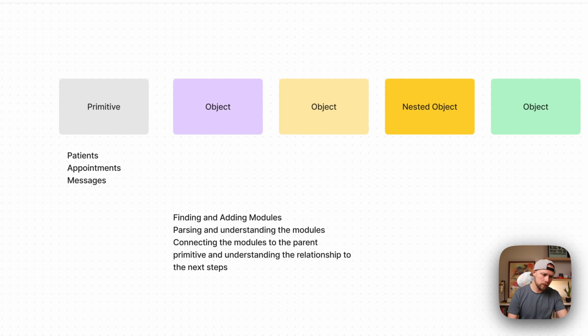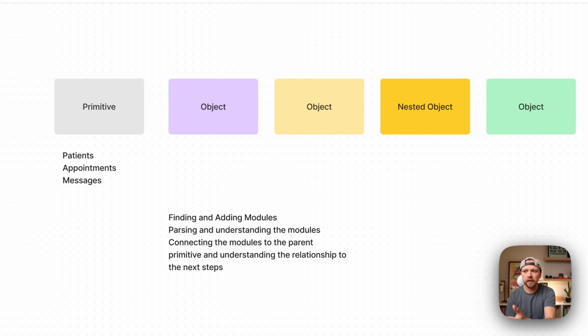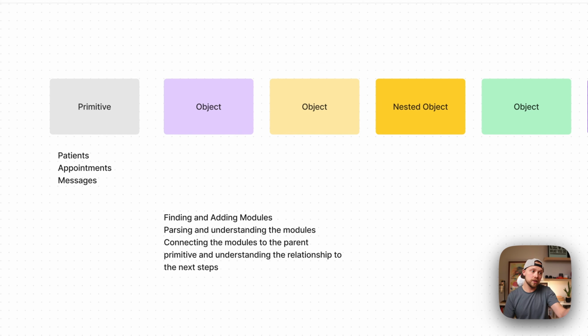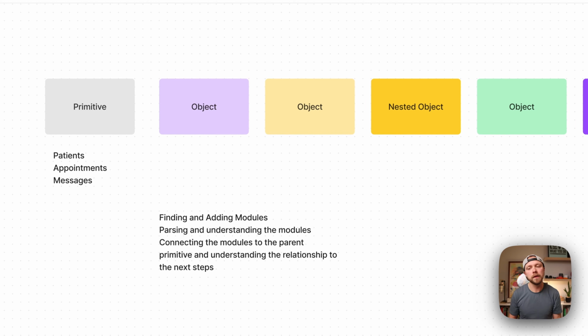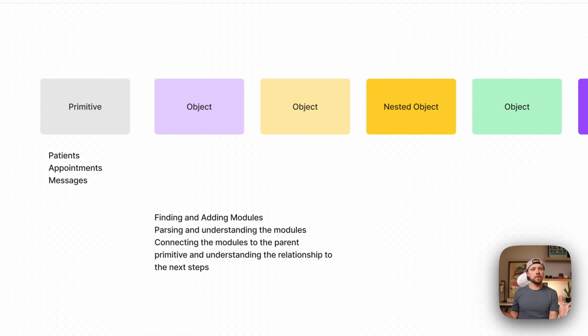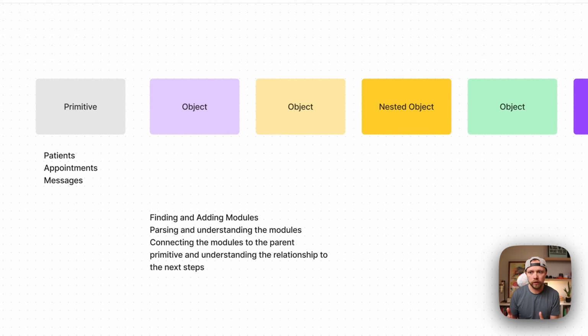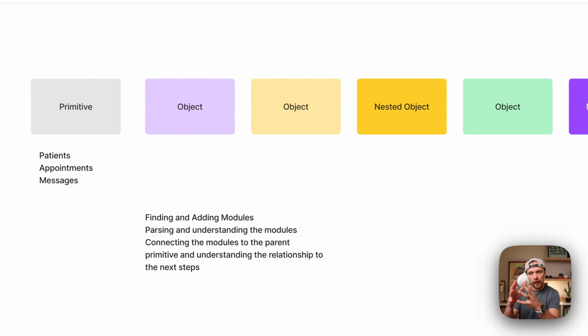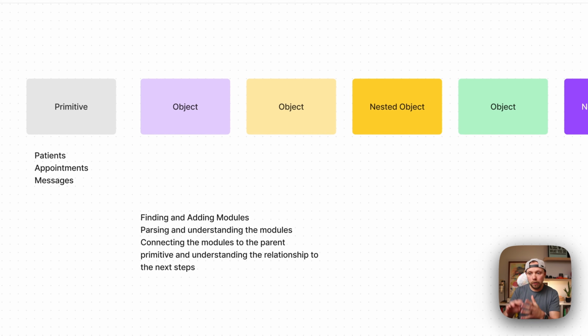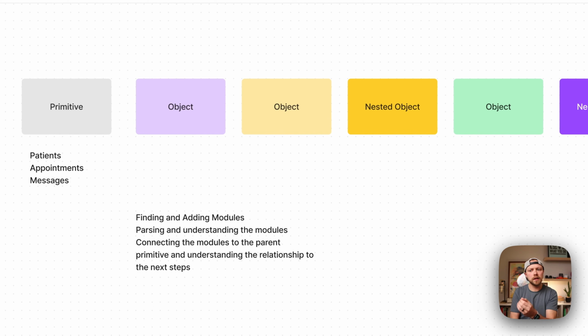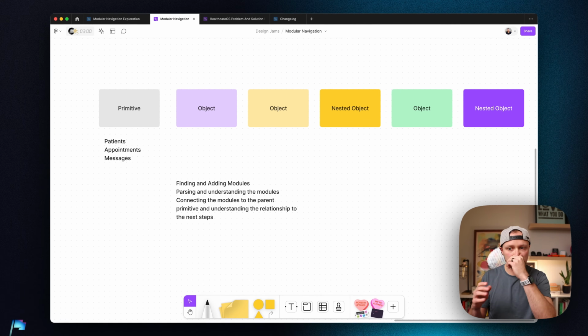So there could be an appointment list, a medication list. There could be a medication detail. Those are related. Could be a condition with a medication related to it, right? So we now have a series of objects and nested objects that the user needs to work with. And they need a way to find and add these modules to the screen. They need to parse and understand these modules, and they need to connect these modules to the parent primitive. Basically, this is not something they are doing, but it's something that needs to be done for them. There needs to be this cognitive connection between what they're doing, which is seeing a patient, and the information that they're working with, and they need to understand what that relationship is to the next step.